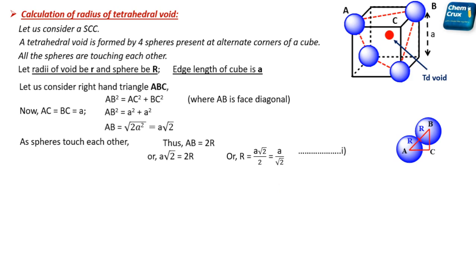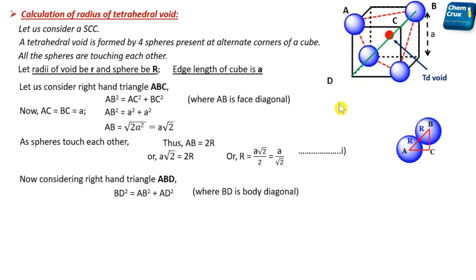Now let us consider the right angle triangle ABD. Now again apply Pythagoras theorem. We can write BD square is equal to AB square plus AD square, correct? Where BD is actually the body diagonal, right? Now in place of AB, we can write a root 2 and AD is again the edge, so we can write a here. So BD would be equal to root under a root 2 whole square plus a square, which will be equal to root 3a, right?